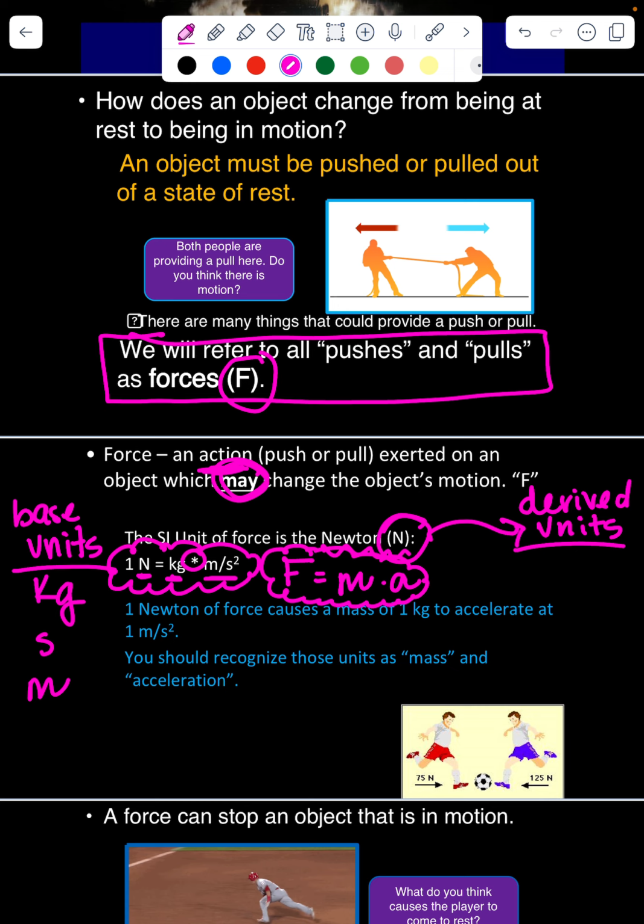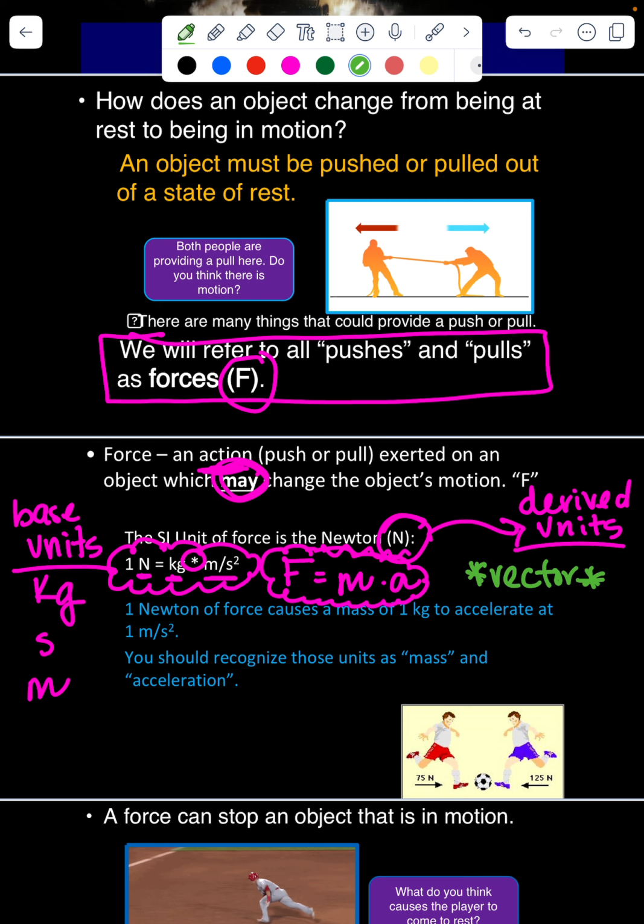All right, so as we look at this, because we have mass and acceleration that are giving us force, we know mass is a scalar quantity, but acceleration is a vector quantity, meaning it has both a magnitude and direction. So because acceleration has that direction, force is also going to be a vector quantity. It is a vector quantity, meaning it has both magnitude and a direction.